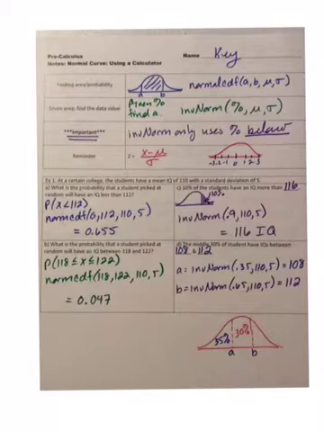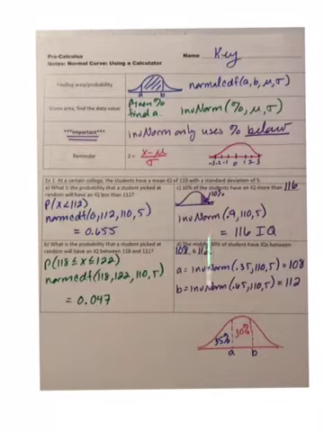Okay, so B. What is the probability that a student picked at random will have an IQ between 118 and 122? So we're looking at this here. So normal CDF, we're going from 118 up to 122. The mean is 110, the standard deviation is 5, and we get approximately 4.7%.